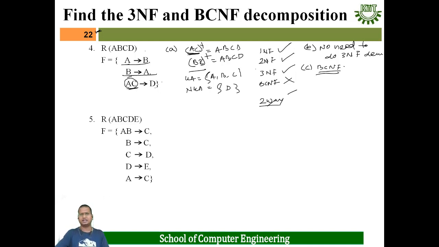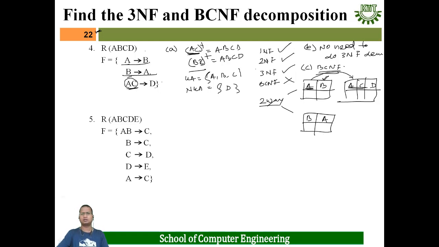In the first way, I can take AB in one table. Then except B, all other attributes will be there: A, C, D. Here A will be the key, and here AC will be the key, and A is a foreign key for this A. Okay, this is one decomposition. Another way we can do: BA will be in one table, and except A, all other attributes will be there, that is B, C, D.